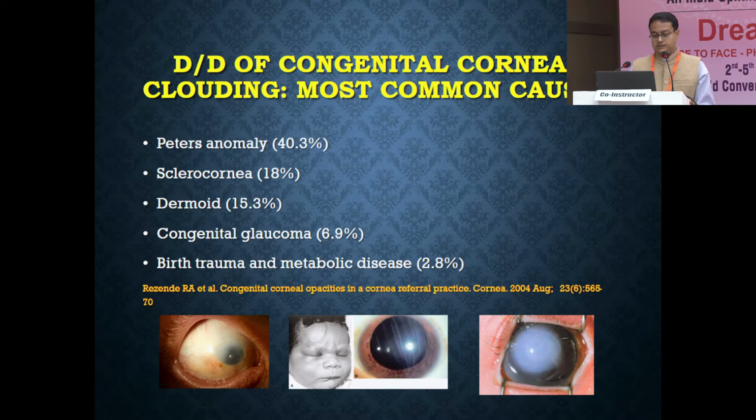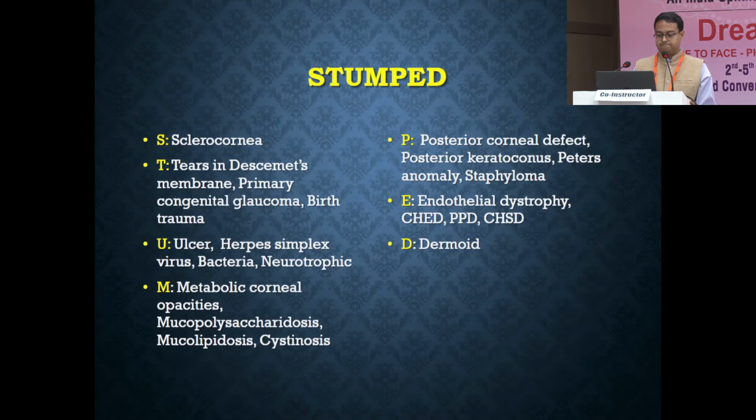Now, this may be important, the differential diagnosis of congenital corneal clouding. What are the other common causes that can cause corneal clouding and can mimic congenital glaucoma? So, Peters anomaly will be a very common differential diagnosis. According to this study, these were the various causes according to the percentage. So, these are Peters anomaly, sclerocornea, dermoid, birth trauma, and metabolic disease apart from the congenital glaucoma. So there's a mnemonic called STUMPed, where we can remember the common causes that can cause congenital corneal clouding.